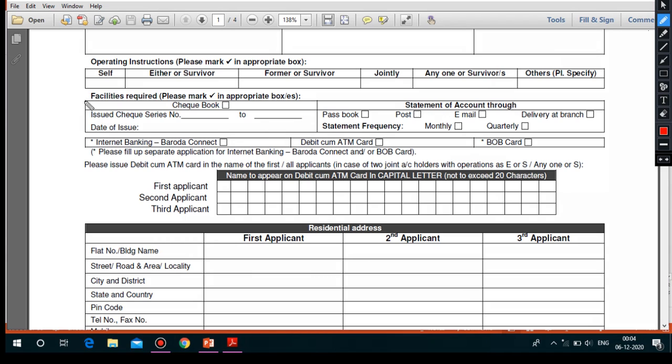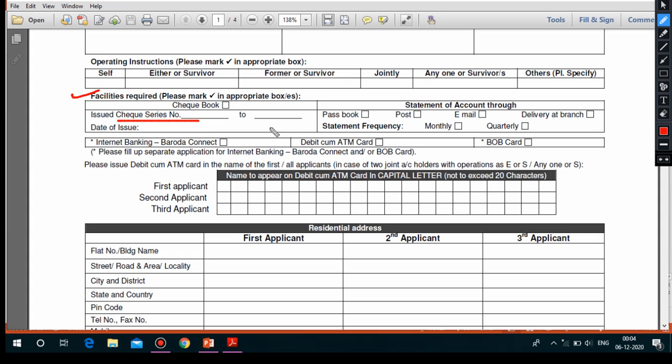Next is facilities. What facilities do you want from a bank? Suppose you want a checkbook, then tick mark over here that the facility is required. Please mark tick in the appropriate box. It means what facilities you want from the bank, the facilities which the bank is going to give.